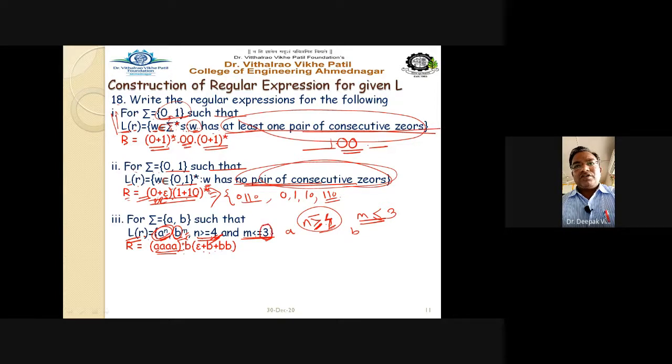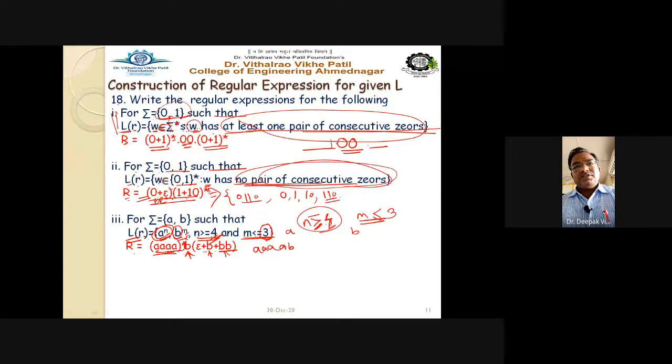Less than or equal to 3 means I can have one occurrence of b, I can have two occurrences of b, or b is compulsory here and 3 occurrences of b are possible. So that's why the regular expression is written like this: r equal to a raised to plus, the positive closure, means at least one occurrence of a is there, dot b, this b is compulsory, and here epsilon means one occurrence of b.